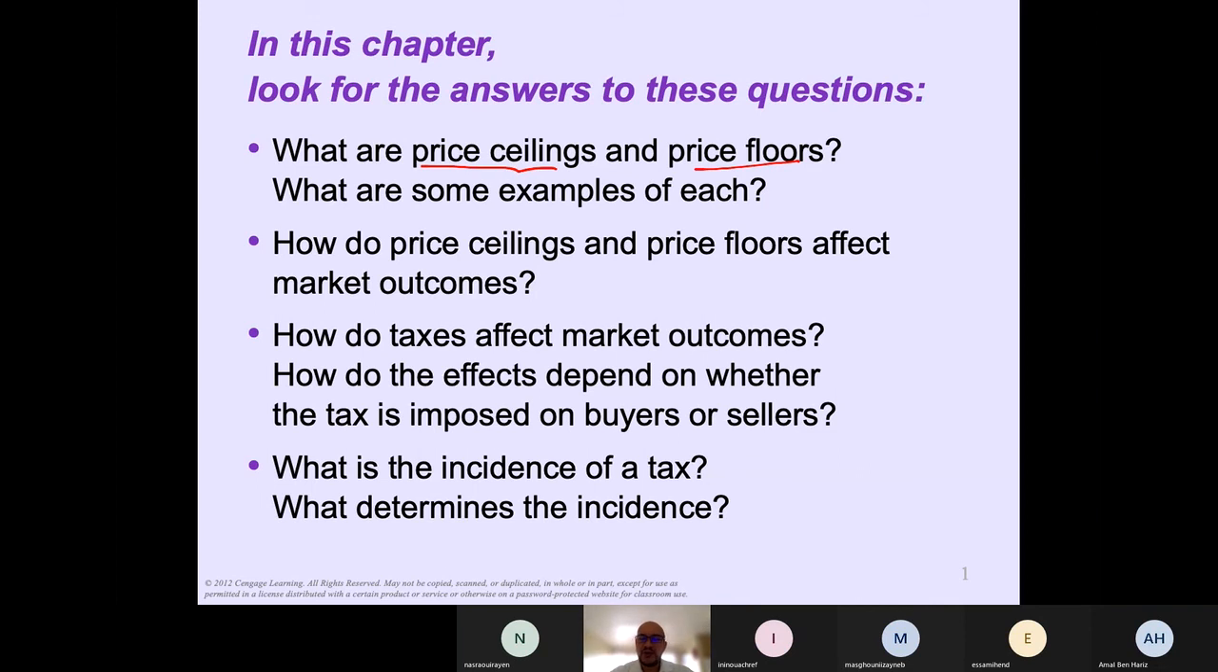When we talk about price control here, we talk about price ceilings and price floors. How do price ceilings and price floors affect market outcomes? Market outcomes mean the equilibrium price and the equilibrium quantity. And the second part of this chapter: how do taxes affect market outcomes? How does the effect depend on whether the tax is imposed on buyers or sellers, what is the incidence of a tax, and what determines the incidence?